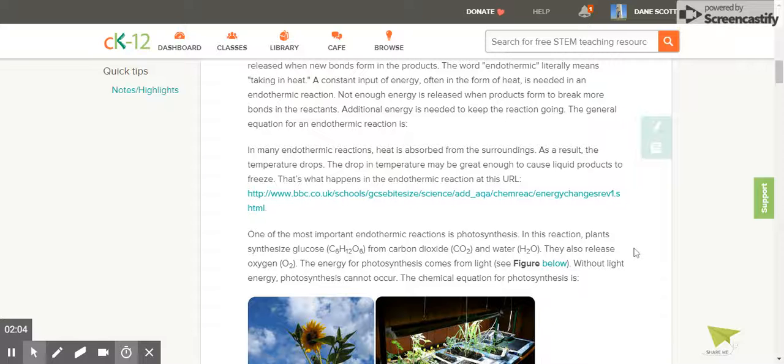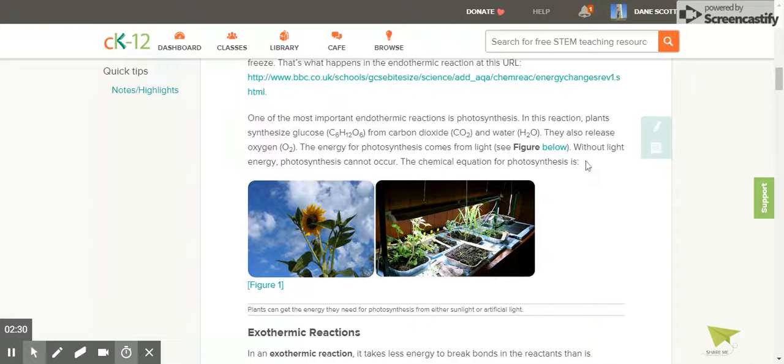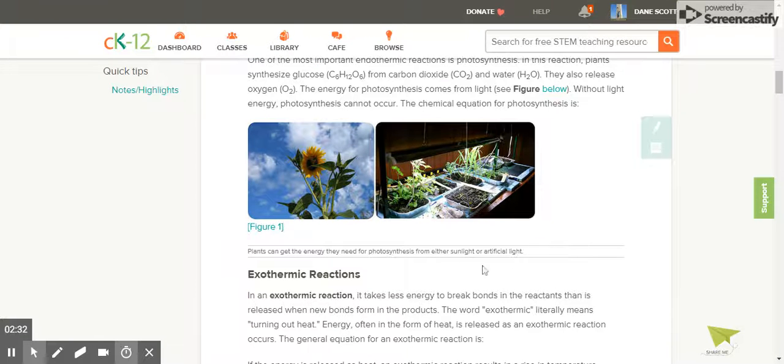One of the most important endothermic reactions is photosynthesis. In this reaction, plants synthesize glucose. Synthesize just means to make. So they make glucose from carbon dioxide and water. They also release oxygen. The energy for photosynthesis comes from light. Without light energy, photosynthesis cannot occur. The chemical equation for photosynthesis is also not found here. Plants can get energy that they need for photosynthesis from either sunlight or artificial light.